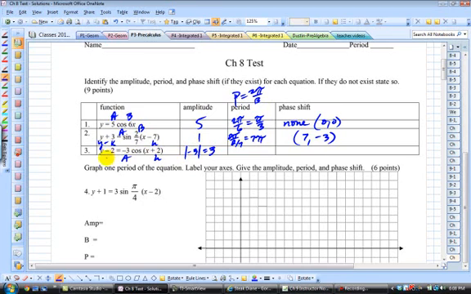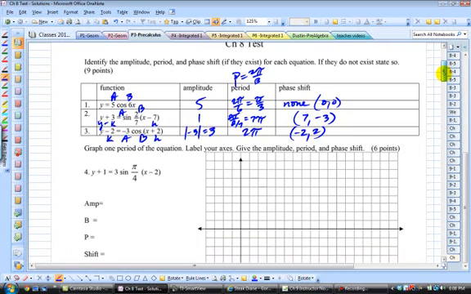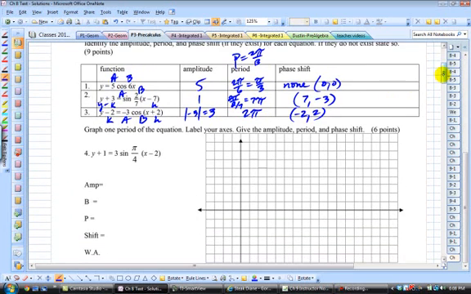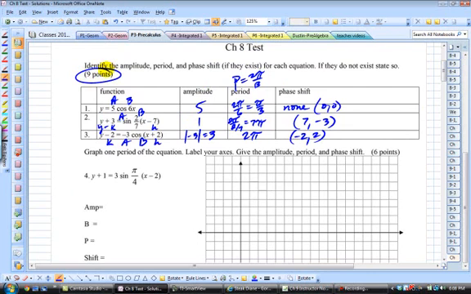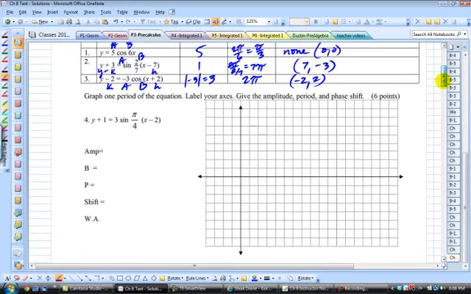Here h is -2 and k is 2, so -2, 2 for the shift. Right here, b is 1. Since b is 1, you've got a period of 2 pi, because it's 2 pi divided by 1. Most of you guys did really well in that portion of the test right there. It's 9 points, 1 point per part.